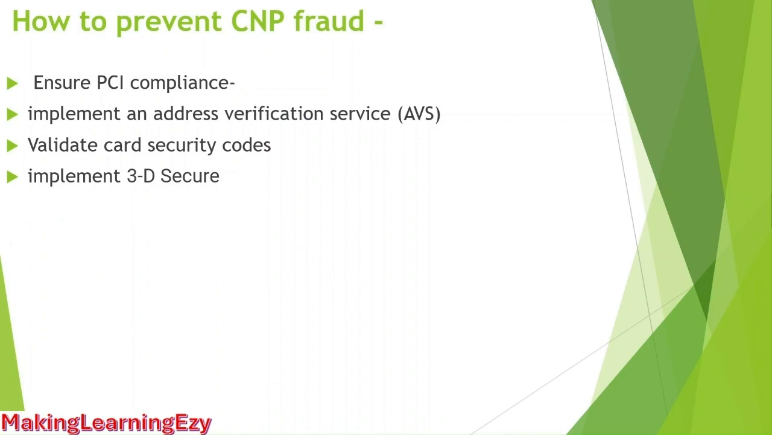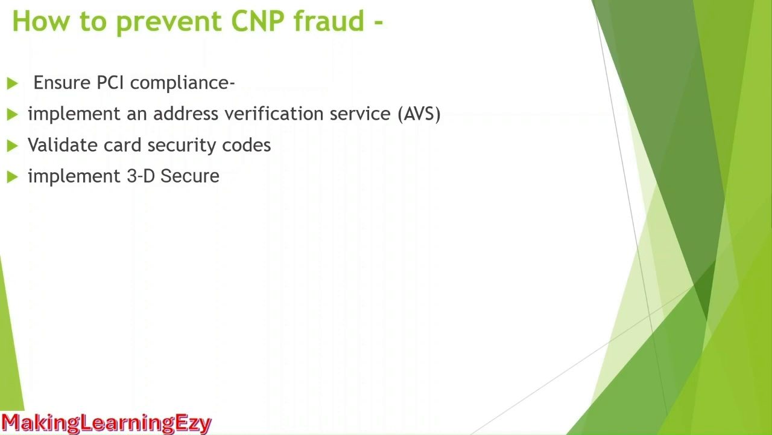To minimize CNP fraud, merchants should ensure their systems are PCI compliant. They can also implement the Address Verification Service, AVS. In AVS, the billing address which the customer enters while placing an order is matched with the billing address saved in the bank record. So if there is a mismatch, the customer is not allowed to proceed with the payment.